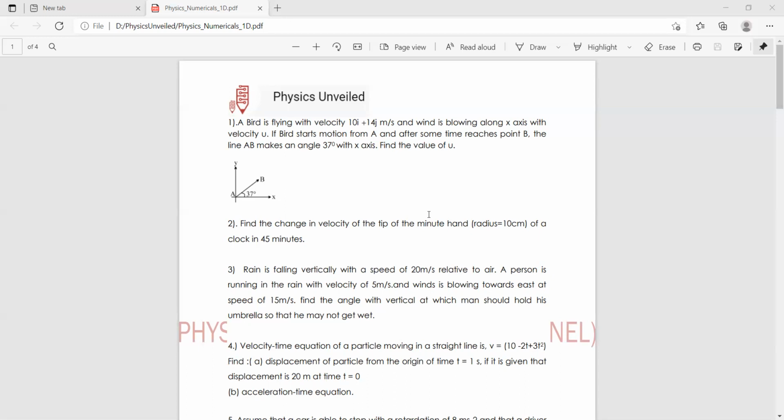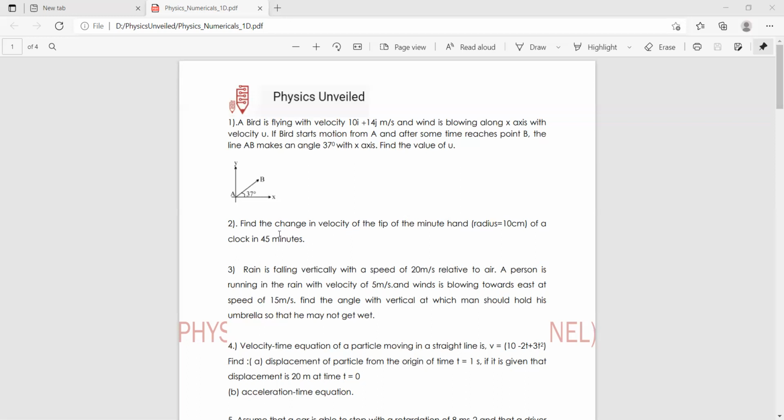So with this, I'll be narrating the problems one by one, and very quickly. The first problem is about a bird which is flying at a velocity. The velocity value is given, and there is a wind blowing in the x direction with a velocity of u. The bird starts its motion from A to B and takes some time to reach point B. If the line AB makes an angle of 37 degrees with the x-axis, find the value of u. It's a very simple problem. I'll not disclose the kind of techniques involved here.